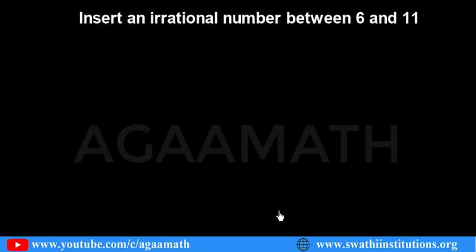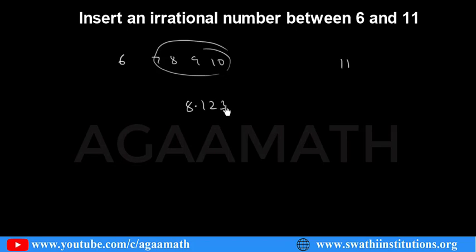One more we have: insert an irrational number between 6 and 11. With the previous explanation you may understand very clearly how to insert an irrational number. If I write 6 and 11, we get many numbers like 7, 8, 9, 10, but these are all rational numbers, and we want an irrational number. So you can take any example like 8.1237641238923212 76 and so on, which is non-terminating and non-repeating. This is one method which we learnt before.